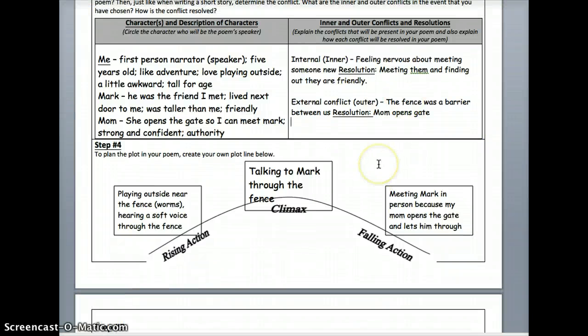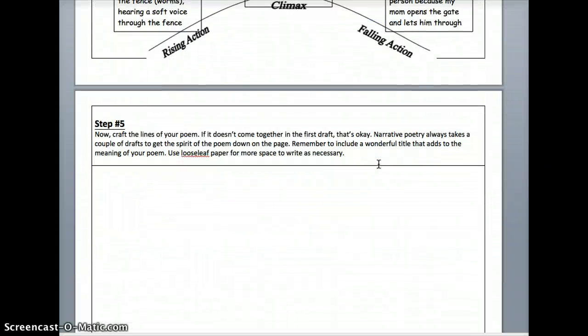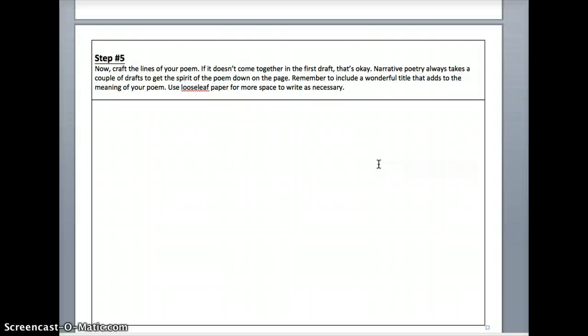All right, so I've done everything I need to do on this page, and I'm going to move to step 5, which is the exciting step. Craft the lines of your poem, and it's okay if it doesn't come together in the first draft. Narrative poetry always takes a couple of drafts to get in the spirit of the poem, and remember to include a wonderful title that adds to the meaning of your poem. Sometimes you don't know the title till the end. Sometimes you have a title and you want to change it.